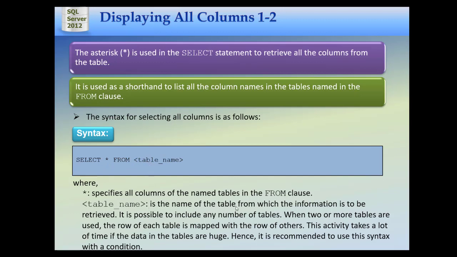Now, table name is the name of the table from which the information is to be retrieved. And it's possible to include any number of tables. When 2 or more tables are used, the row of each table is mapped with rows of others. And this activity takes a lot of time if data in the tables is huge. Hence, it is recommended to use this syntax with a condition. So kindly note that.